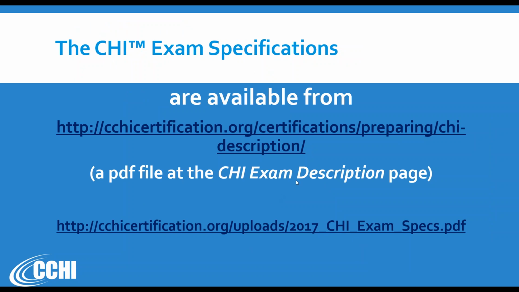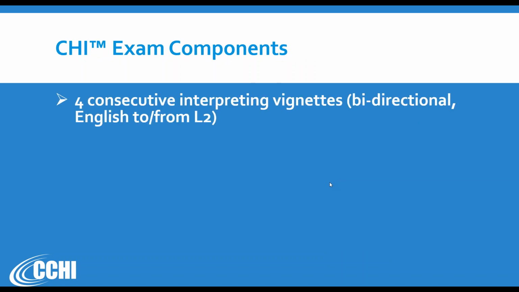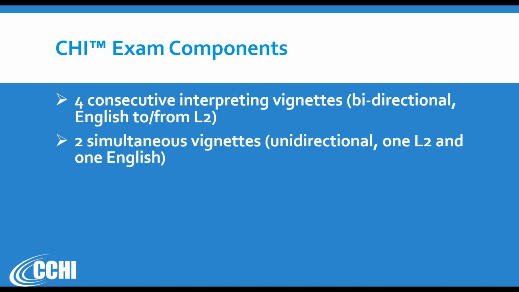The exam specifications are described in a brief format in our publication, which is available from our CCHI exam description page. Just do a search for CCHI exam on the website, and you'll get to this page from which you can download this PDF, which describes the same thing I'm going to tell you about now. For the consecutive section, you get 4 consecutive vignettes, or bidirectional dialogues. So this is just a doctor and a patient, or a nurse and a patient speaking. Then there are 2 simultaneous vignettes. They are unidirectional, and one is in English and one is in Spanish.